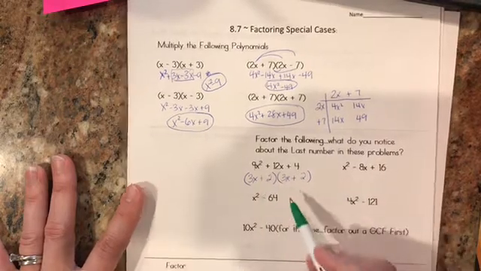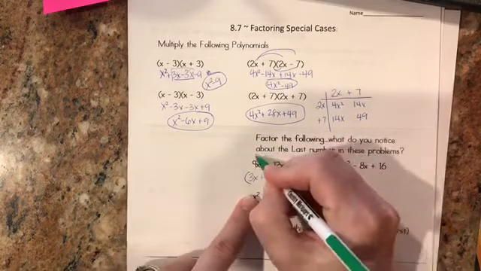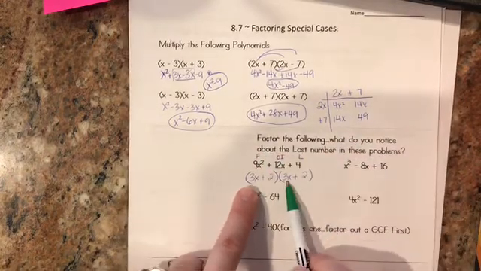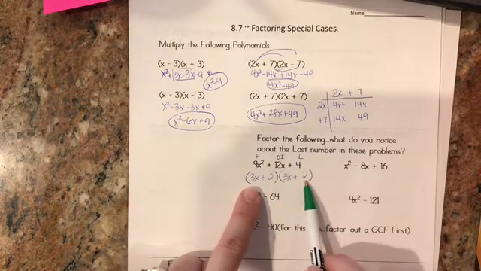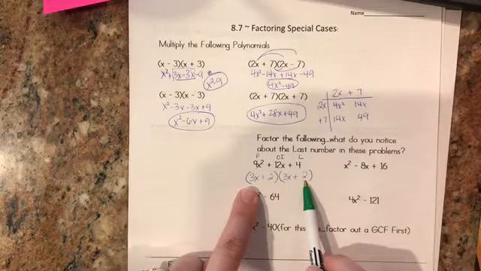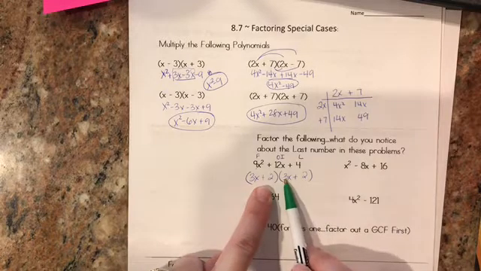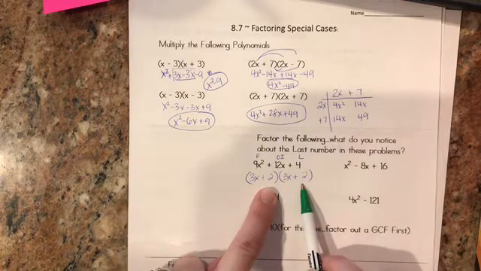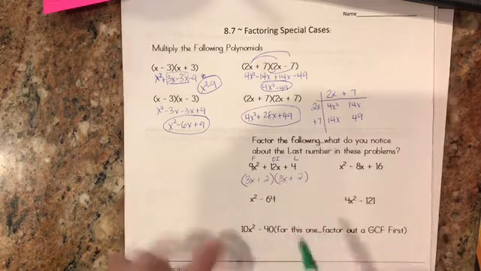Let's go ahead and check our answer. Remember, it's first, outside, inside, last. First are these two, and yes, they're 9x squared. Outside, inside: these two multiply to 6x, and these two multiply to 6x. 6x and 6x is 12x, and we know 2 times 2 is 4, so we have the correct answer.